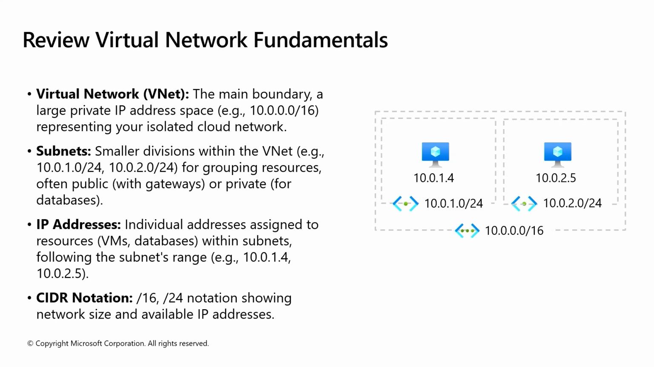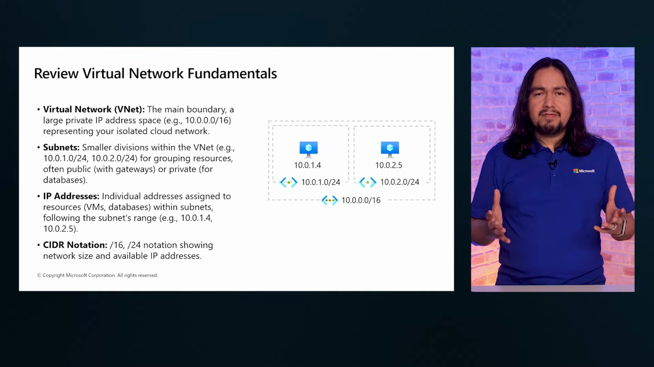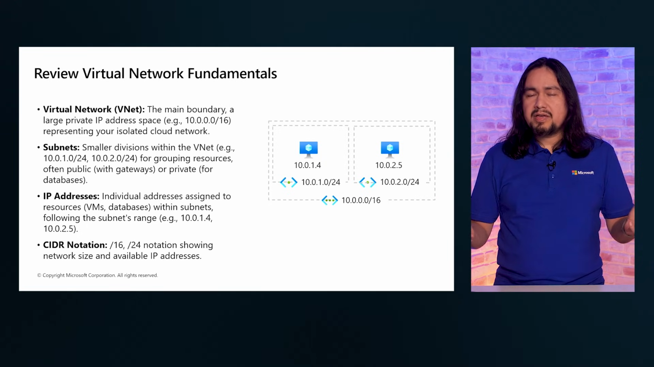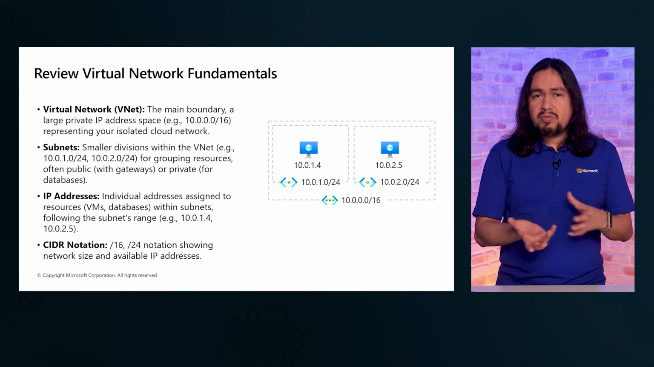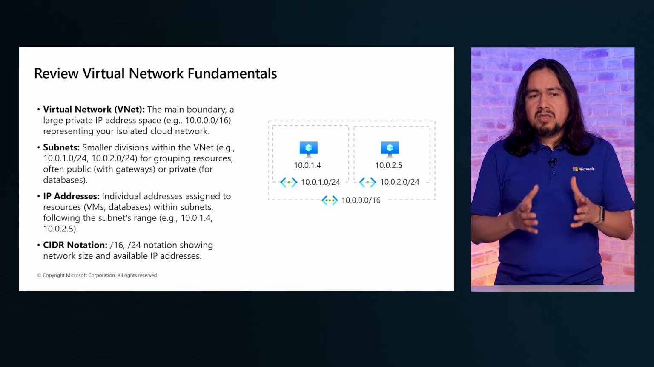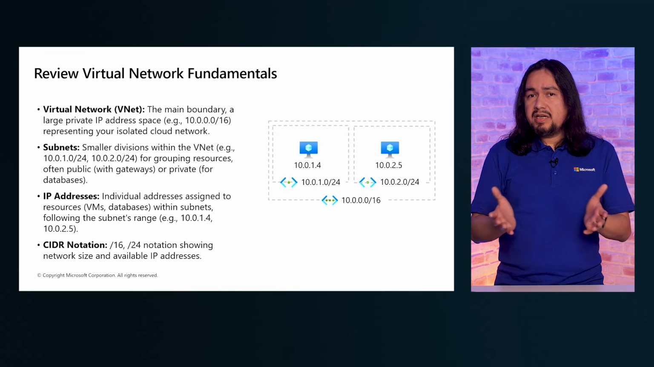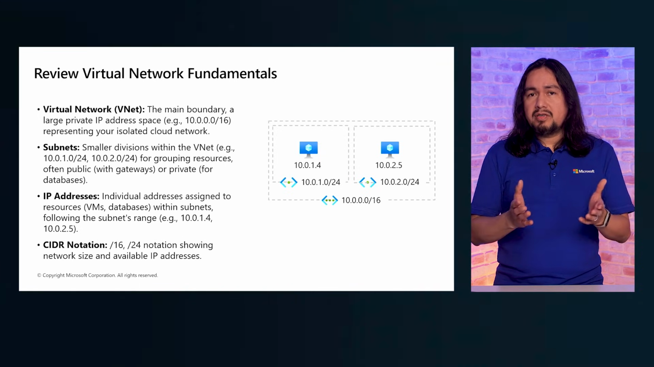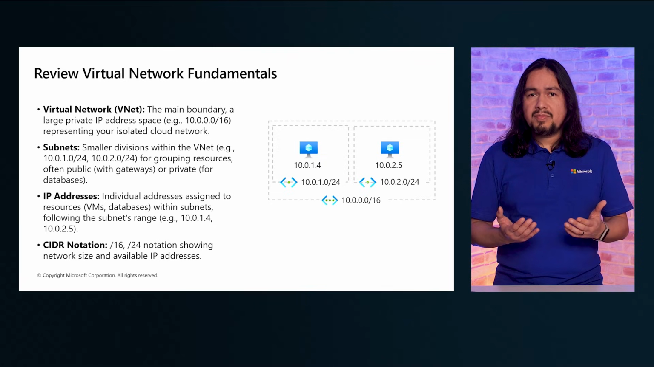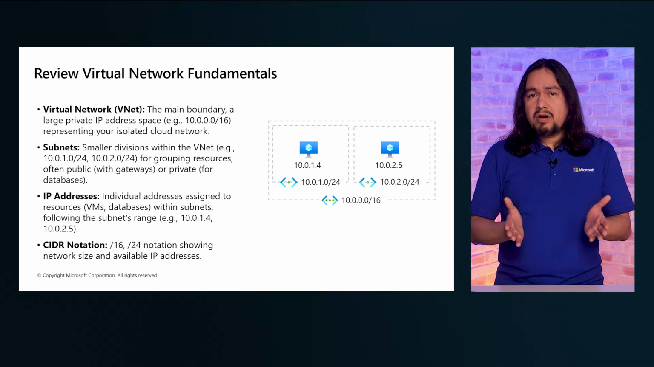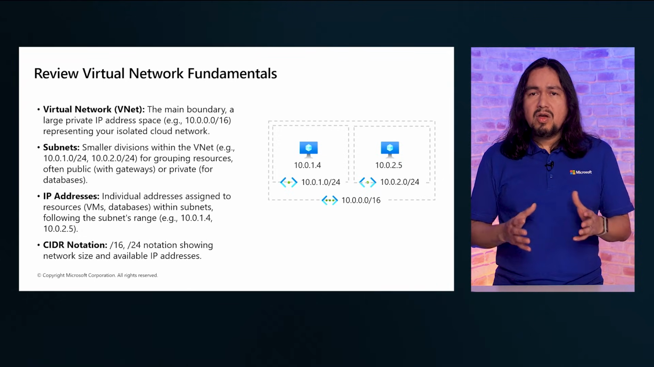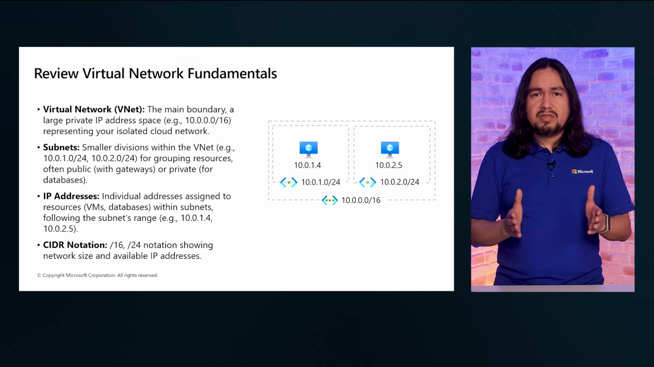Let's review virtual network fundamentals. First, you need to have a virtual network. A virtual network is the main boundary of a larger IP address space. You can deploy a virtual network within a region in Azure, and within that virtual network, you have subnets. Subnets are smaller divisions within your VNet, where you are going to start putting your resources. Each resource in here will have a unique IP address. And remember that we are going to follow the CIDR notation, which is classless inter-domain routing, which defines the size of your address with the subnet mask.